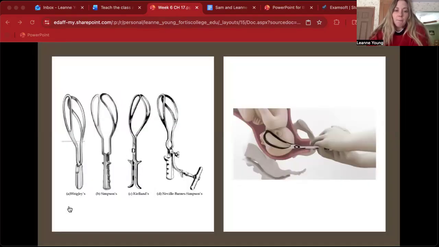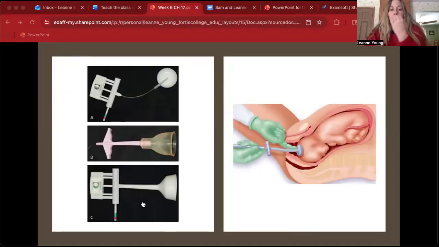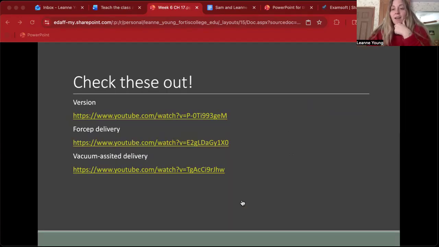Here are some lovely pictures. These are forceps, different kinds of forceps. Here's what it would look like applied to the fetal head. This picture here is of a kiwi. So you see that little suction that goes on the head. They kind of pump up, they add that negative pressure. It allows for them to pull on the fetal head as the mom is pushing. I have some videos here that show you a version of forceps delivery and a vacuum assisted delivery, just to help give you a good visualization of what these things look like.